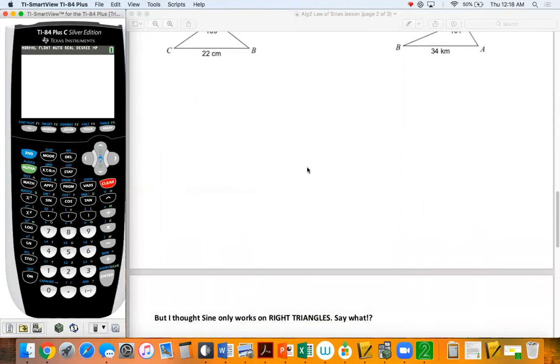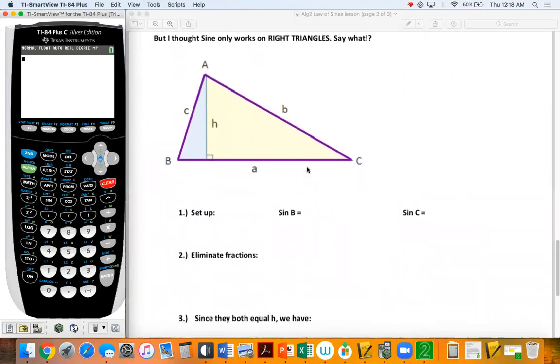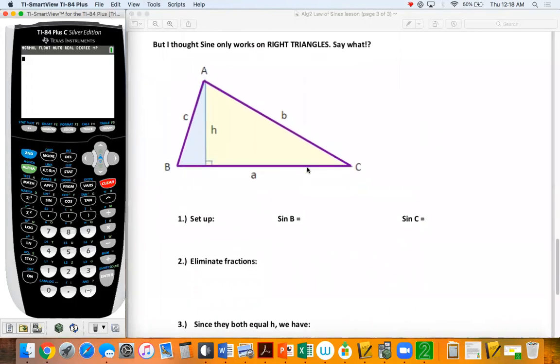However, I will show you where the law of sines formula comes from if you'd like. So if you're so inclined, stay tuned. If not, I'll see you down the road.